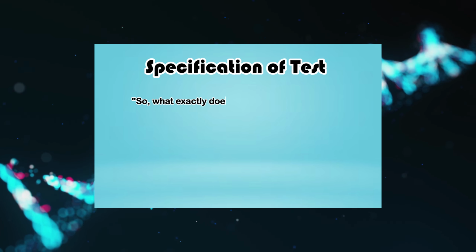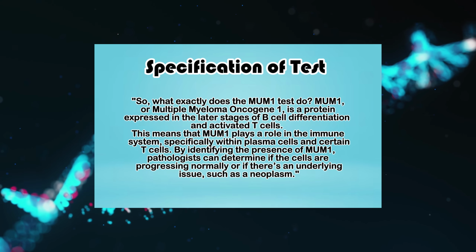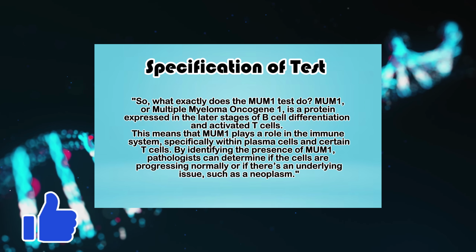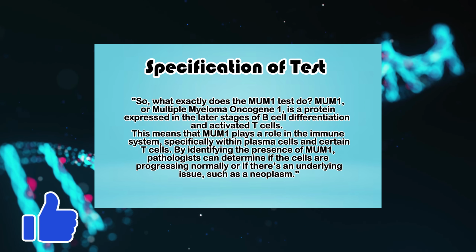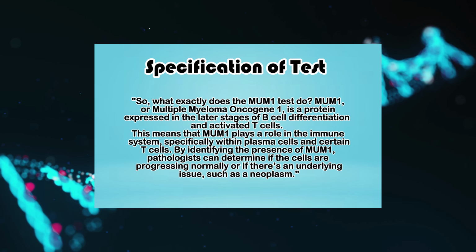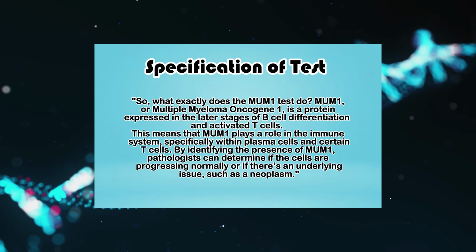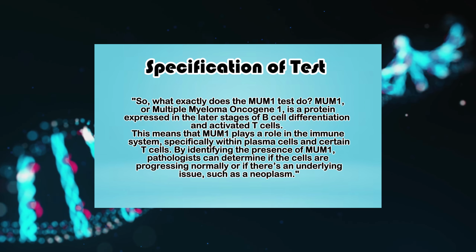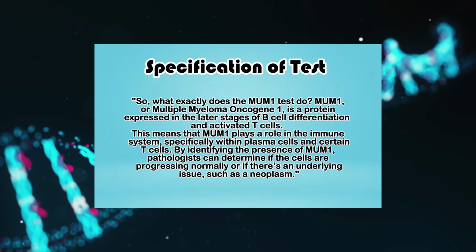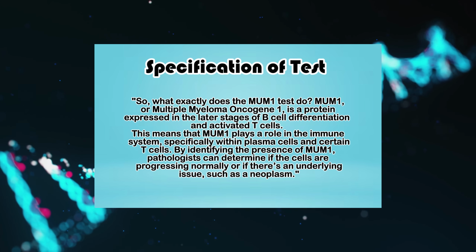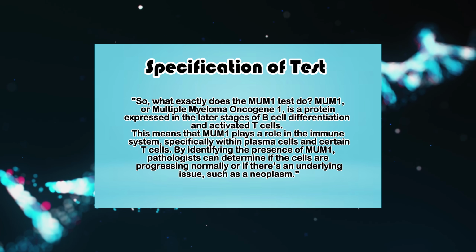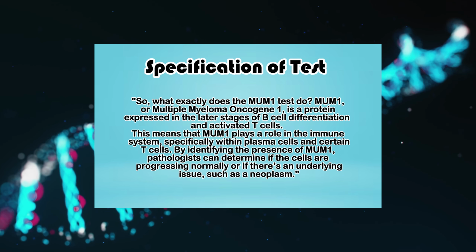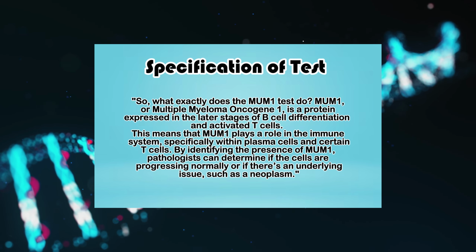Specification of the test. So, what exactly does the MUM1 test do? MUM1, or multiple myeloma oncogene 1, is a protein expressed in the later stages of B-cell differentiation and activated T cells. This means that MUM1 plays a role in the immune system, specifically within plasma cells and certain T cells. By identifying the presence of MUM1, pathologists can determine if the cells are progressing normally or if there's an underlying issue, such as a neoplasm.